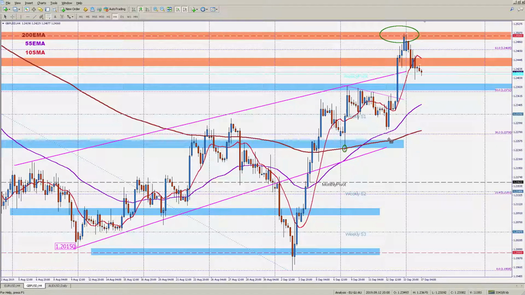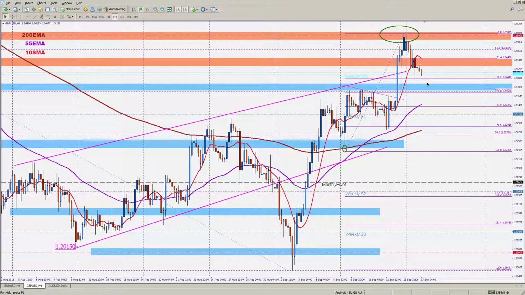We can also take a look at the Fib retracement from last week's high and last week's low, and it has already retraced to the 38 Fib level. It could continue further. There's a confluence of 50 Fib retracement here at 123.70, so this could be a potential target area. And if it falls lower, there is the 55 period EMA as well as the 62 Fib retracement level.